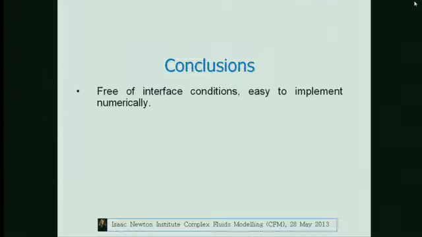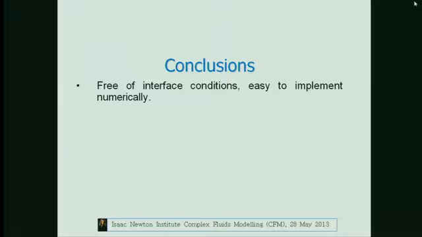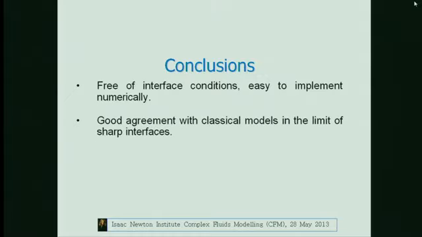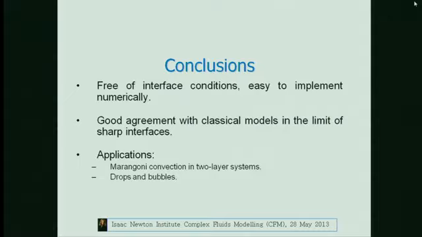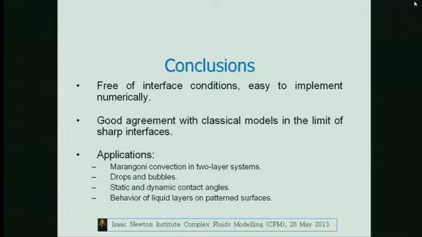So, in conclusion, the phase field models are free of interface conditions and easy to be implemented numerically. They show a good agreement with the classical models in the limit of sharp interfaces, and we have presented as applications the Marangoni convection in two-layer systems, drops and bubbles, static and dynamic contact angles, behavior of liquid layers on patterned surfaces, and the coalescing of drops with different but perfectly miscible liquids.